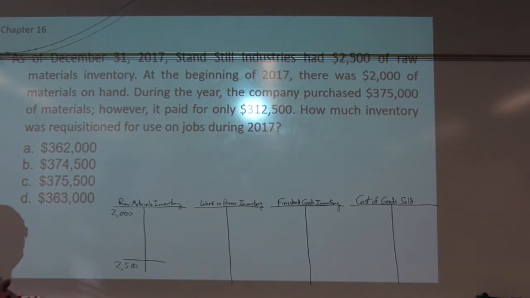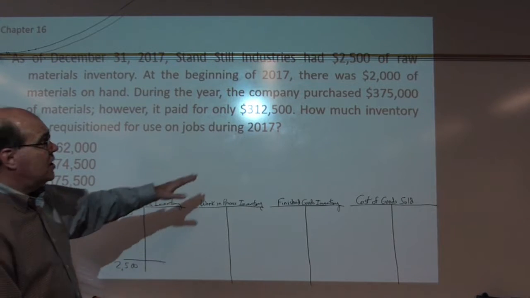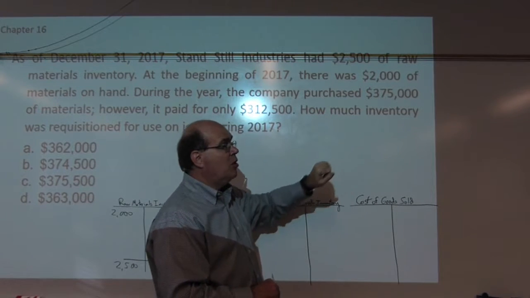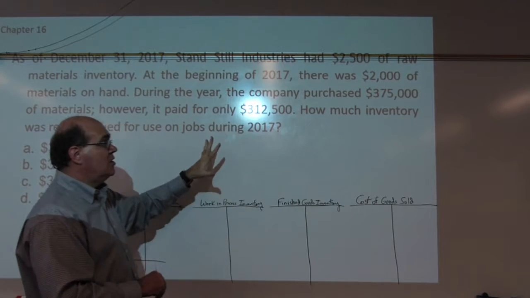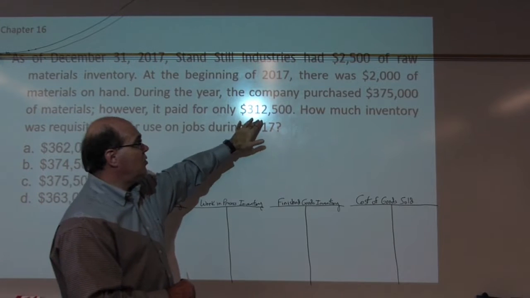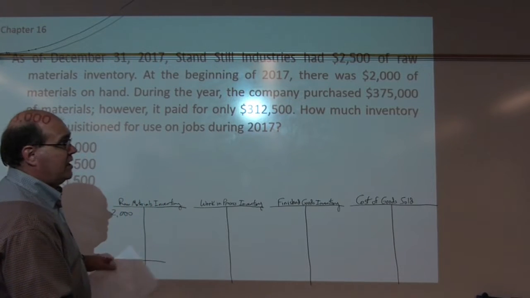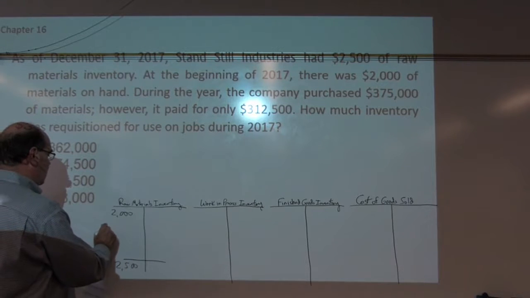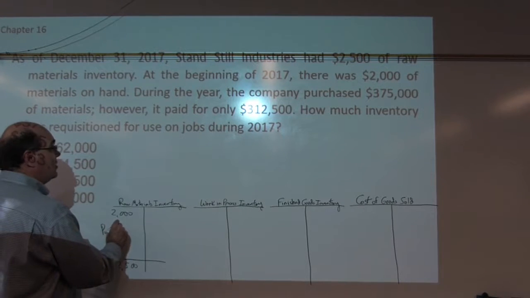That's really kind of a red herring because you don't care whether it was paid for or whether it was bought on credit. What you care was, that's how much that you got. You got $375,000. So that's the number we're going to use. We can ignore this. The difference, this is what we paid cash for. The difference is what we must have bought on account. So we don't care about that. We just care that we had purchases of $375,000.